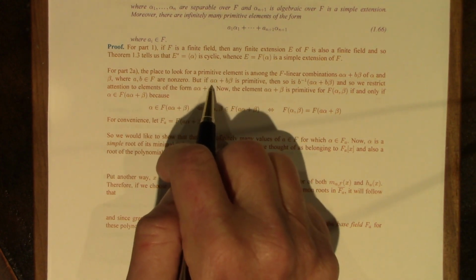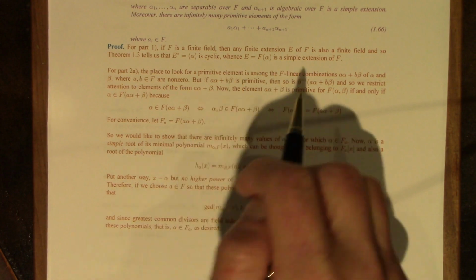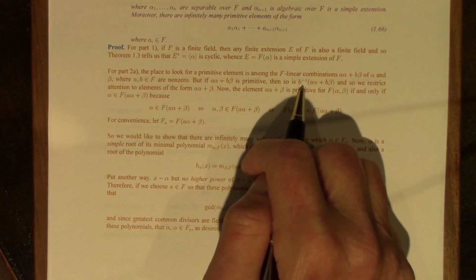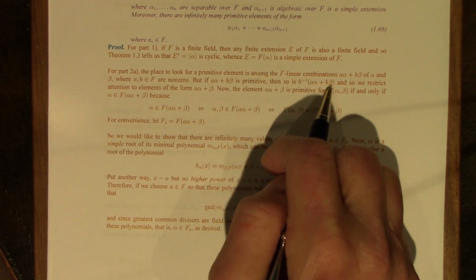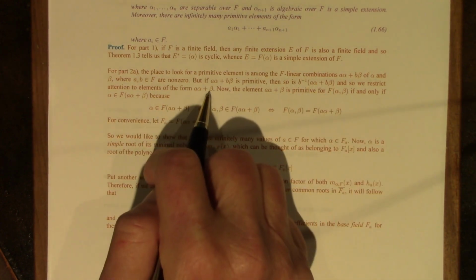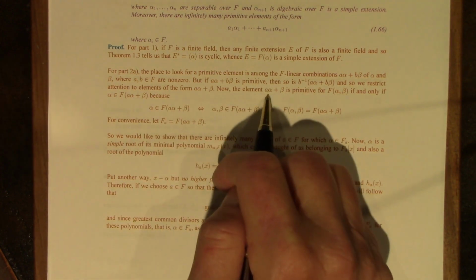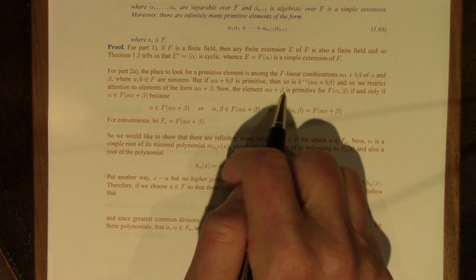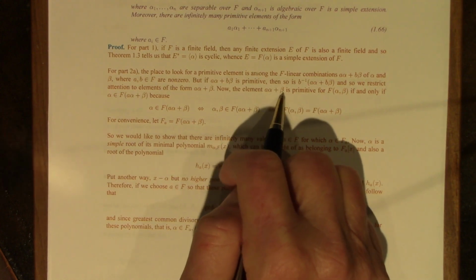But notice that if A alpha plus B beta is primitive, then we can multiply by B inverse because B is a non-zero element of the base field, and we'll have another primitive element. And so that turns the coefficient of beta into 1. So we can restrict our attention just to A alpha plus beta, where we have to find an element A in the base field that makes this primitive.